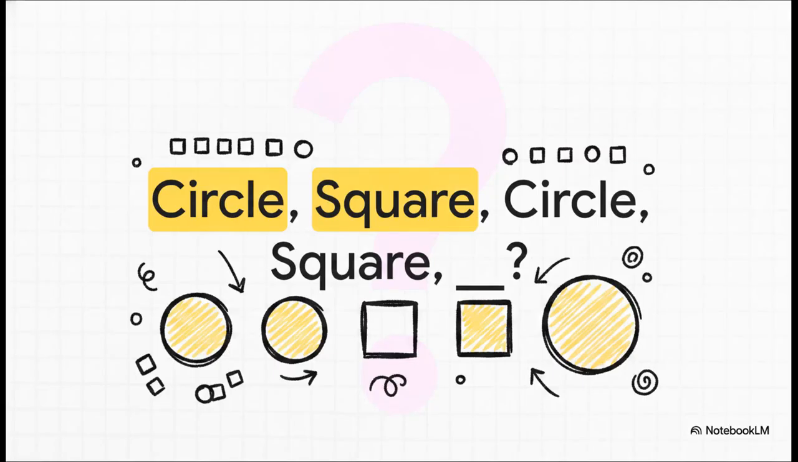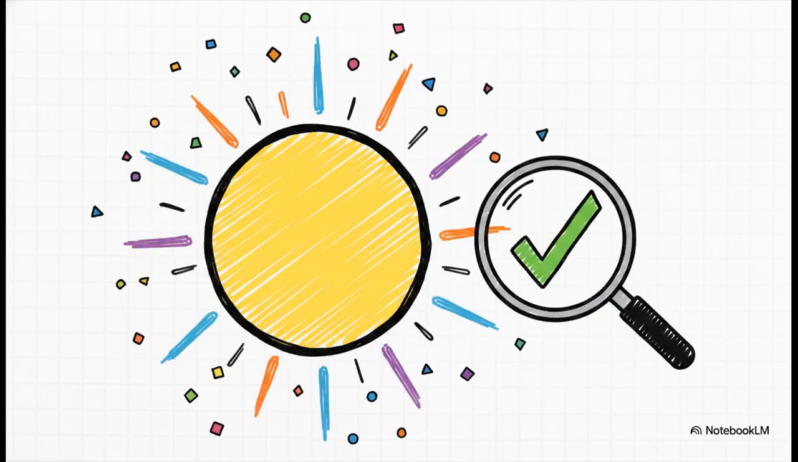Okay, one final test for our pattern detectives. This time, we're going back to visuals. Circle, square, circle, square, blank. What shape completes this sequence? And the answer is a circle. Huge congratulations. You just proved that you have immensely sharp observation skills, whether you're dealing with numerical data or visual geometry.